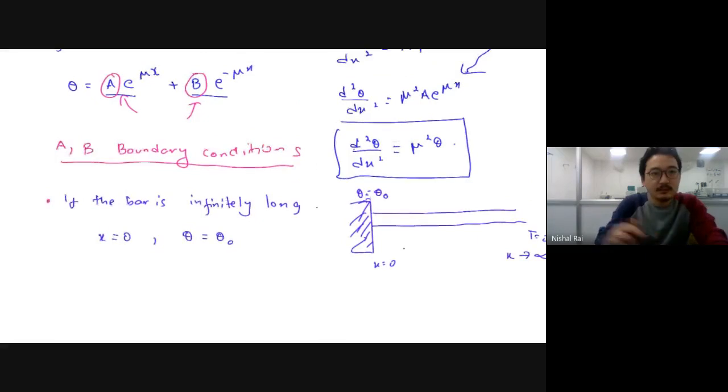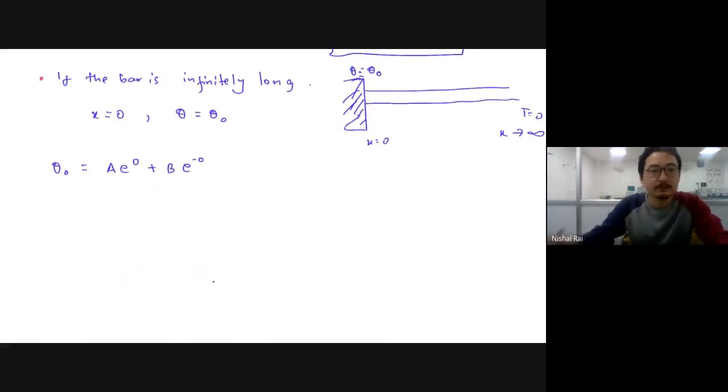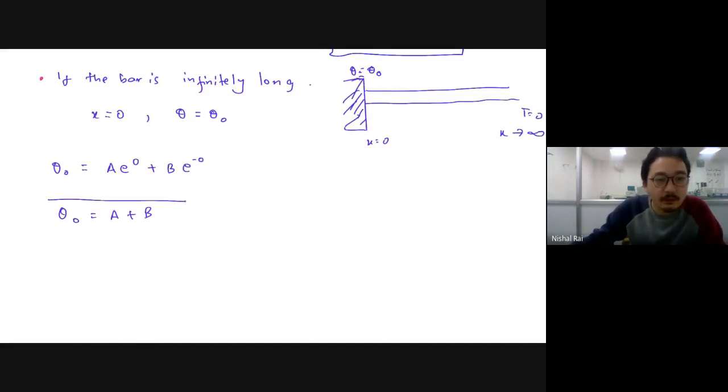So if you put this over here, what you will get? Theta 0 is equal to A e to the power 0 plus B e to the power negative 0, or 0. So basically you'll end up with theta 0 is equal to A plus B. So this is your first equation. Equation 1.